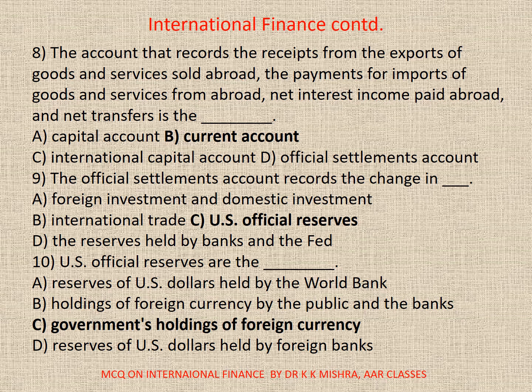9. The official settlements account records the change in dash. A. Foreign investment and domestic investment. B. International trade. C. US official reserves. Or D. The reserves held by banks and the Fed. Here correct option is C, US official reserves. 10. US official reserves are the dash. Correct option is C, government's holdings of foreign currency.